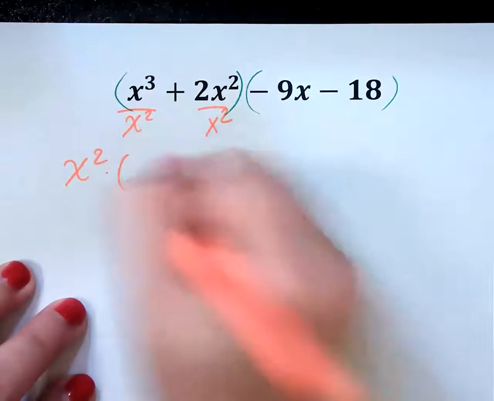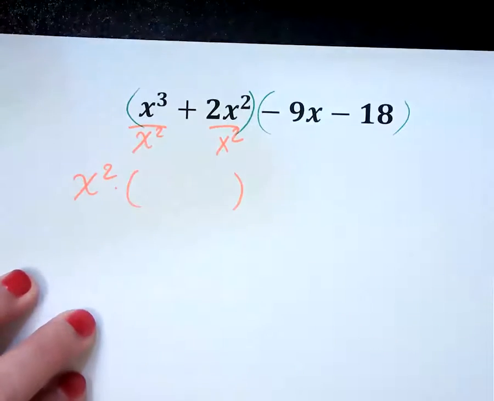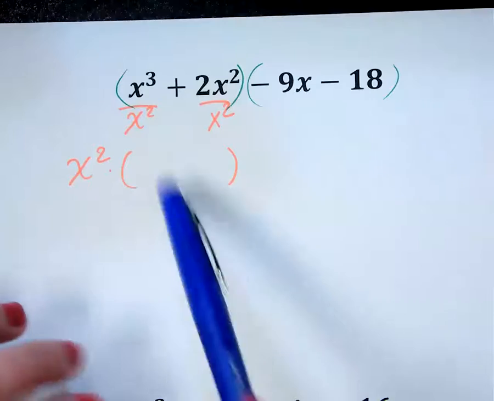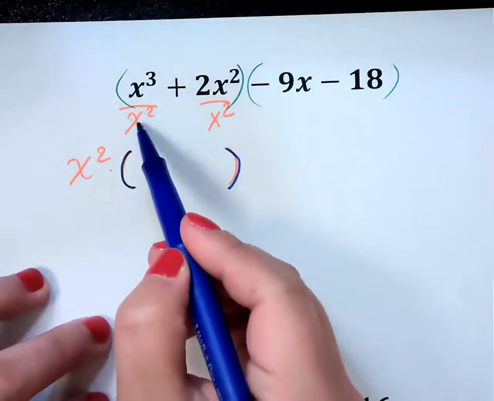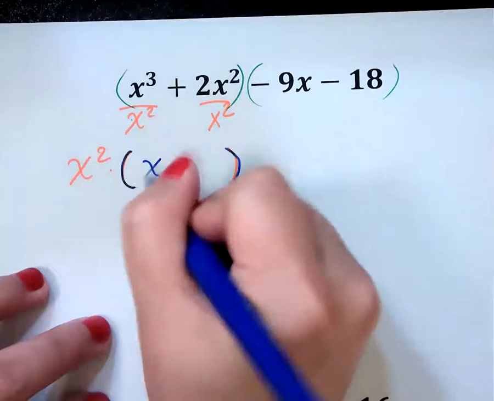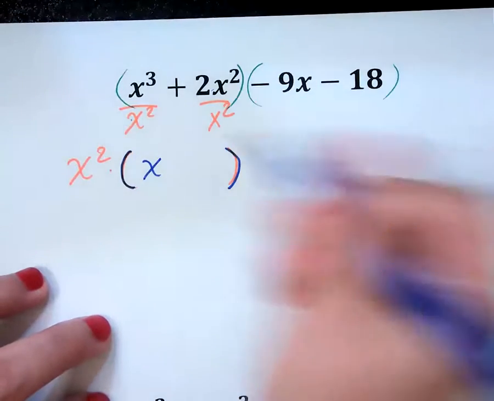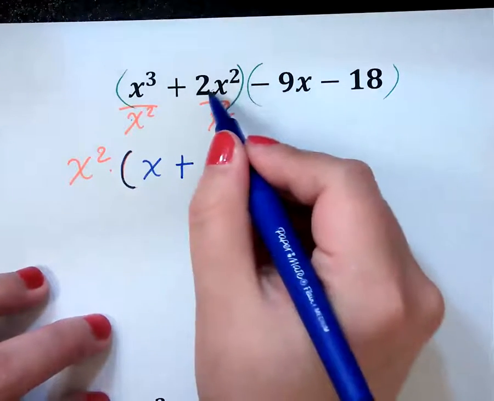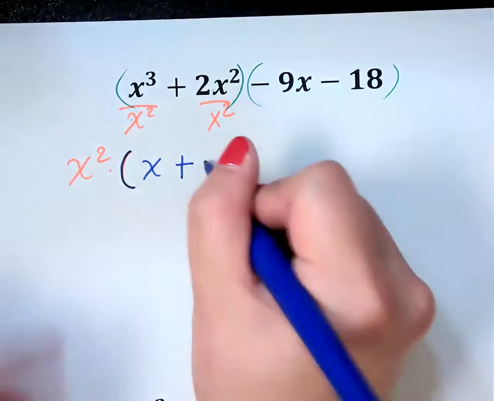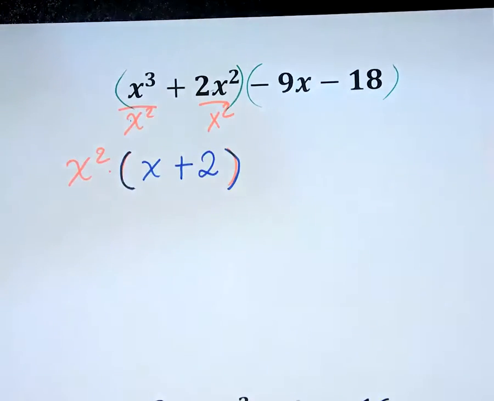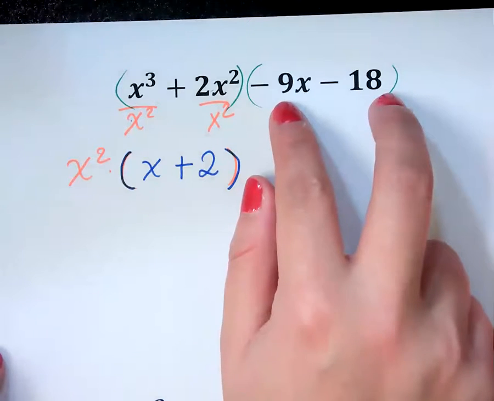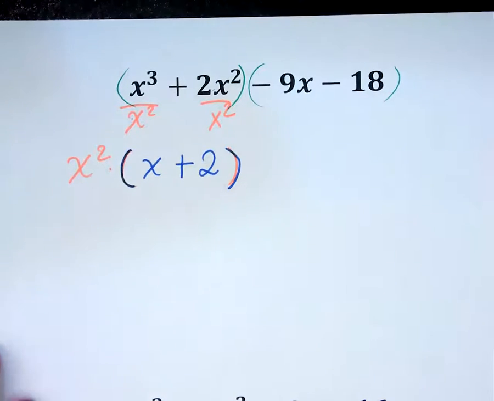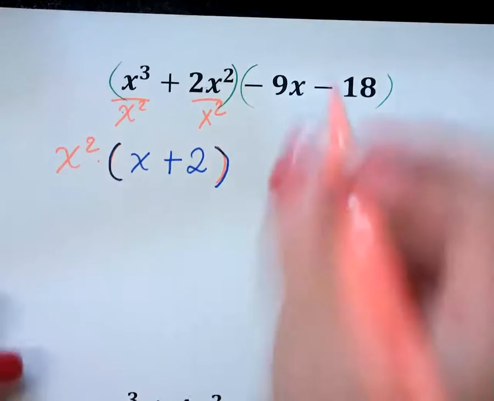X squared go outside, and then when you divide, whatever is left over you put inside the parenthesis here. Okay, x to the power of 3 divided by x to the power of 2 give you x. 2x squared divided by x squared will just give us 2. That's it. Let's take a look at the next pair. We have negative 9x minus 18. Oh, we get it. If we have a negative in front, we must factor out the negative.